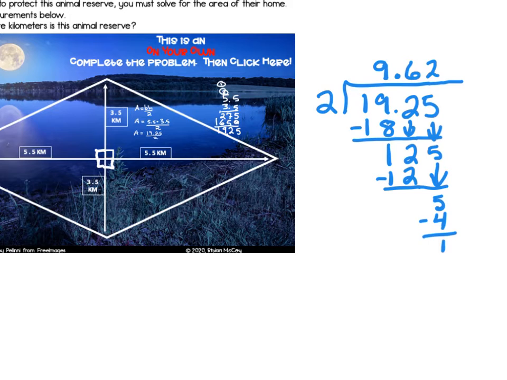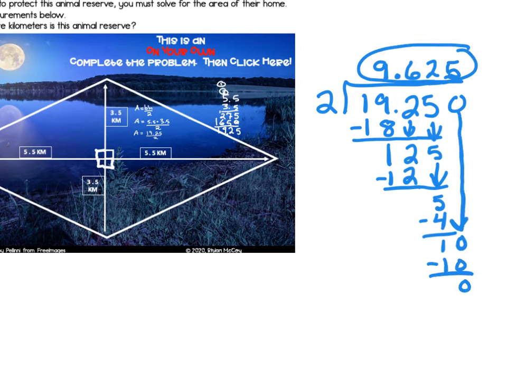So I'm going to add a 0 right here and drop that bad boy. And that gives me 10. And then 2 times 5 will give me 10. That's an ugly 5, but that is a 5. And 10 minus 10 will zero out. And right here is your answer for the area here.